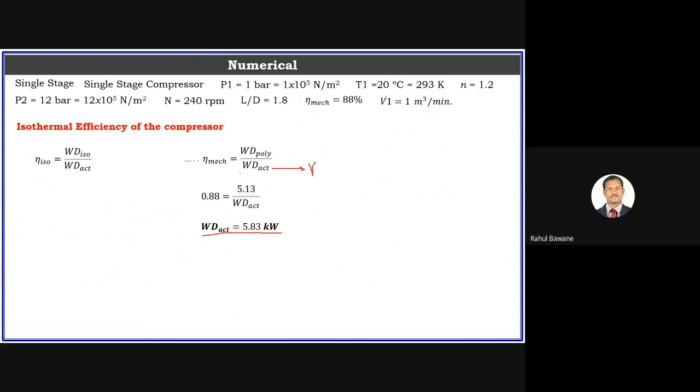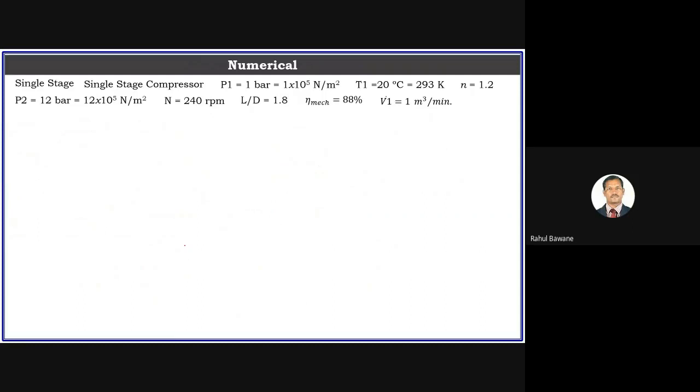If they provide a gamma value, then we will calculate actual work done as isentropic compression. That time we will use the isentropic formula and find out the actual work done. But they don't provide a gamma value; they provide an n value. So we first calculate polytropic work done, then using mechanical efficiency, we rearrange and find out the actual work done. Now, once we know actual work done, put in the isothermal efficiency formula. So we come to know that isothermal efficiency is 71.01%.